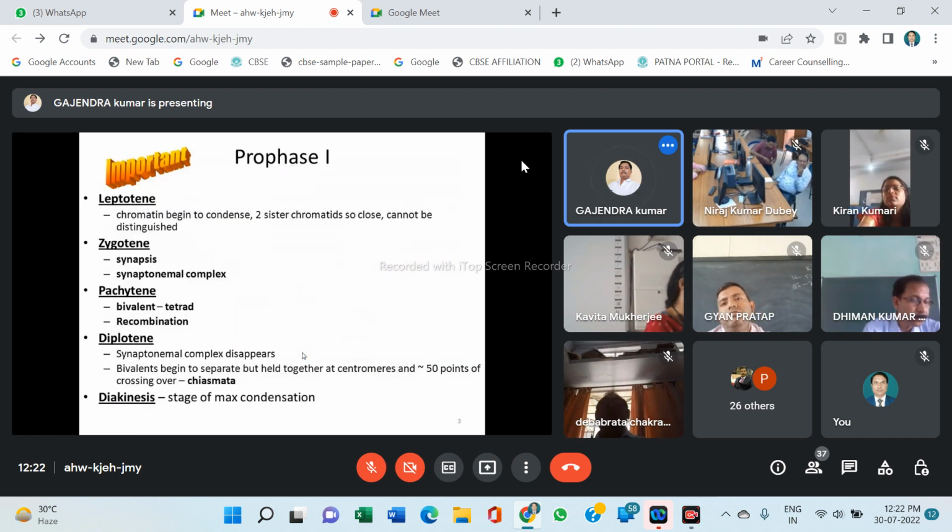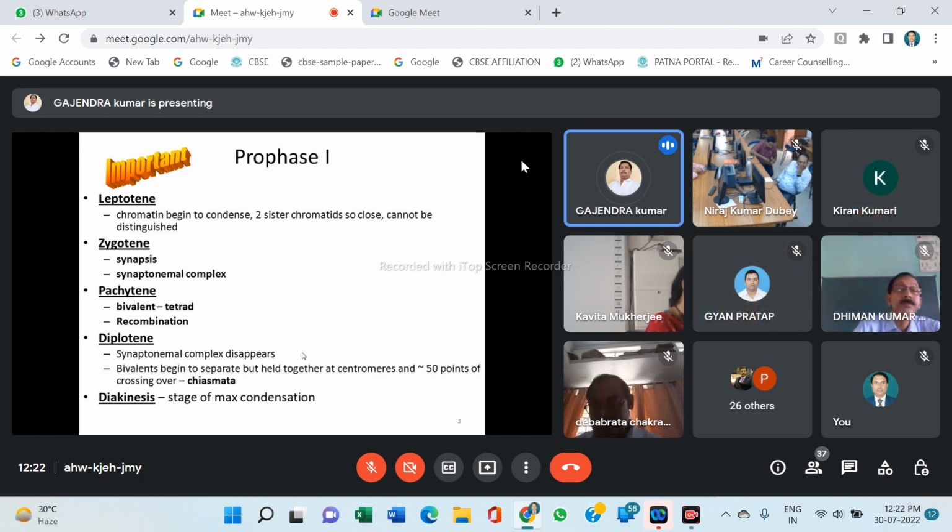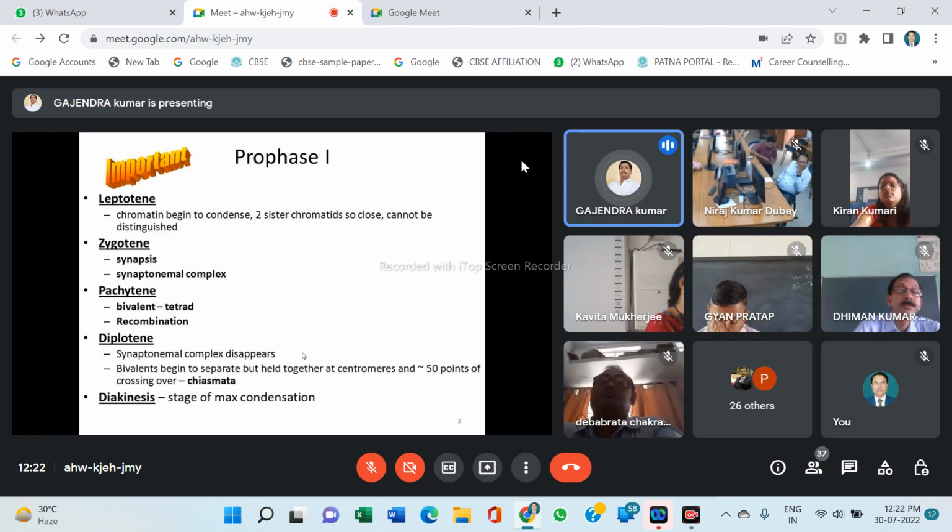Now, meiotic cell division is a longer cell division, which is divided into two phases, meiosis 1 and meiosis 2. Meiosis 1 will have prophase 1, metaphase 1, anaphase 1, telophase 1. Meiosis 2 will also have prophase 2, metaphase 2, anaphase 2, telophase 2.